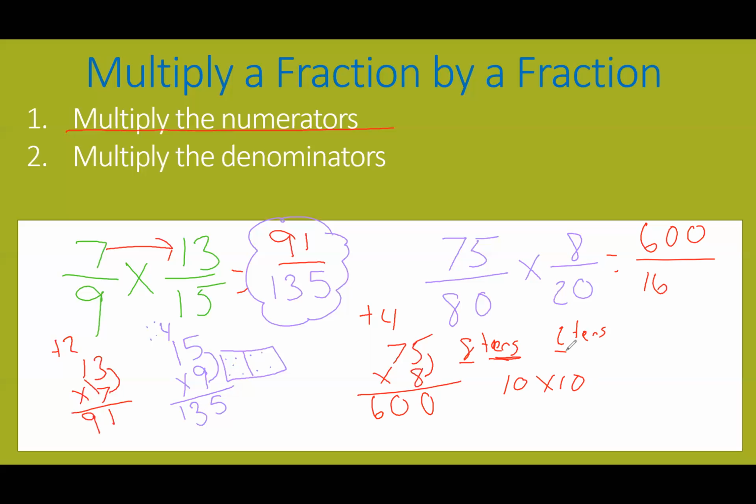So we have 10 times 10, and we know that 10 times 10 is 100. So the answer is 16 hundreds. Or you can simply count the zeros. 1, 2, 1, 2. So my answer is 1600. Is that the answer you got?